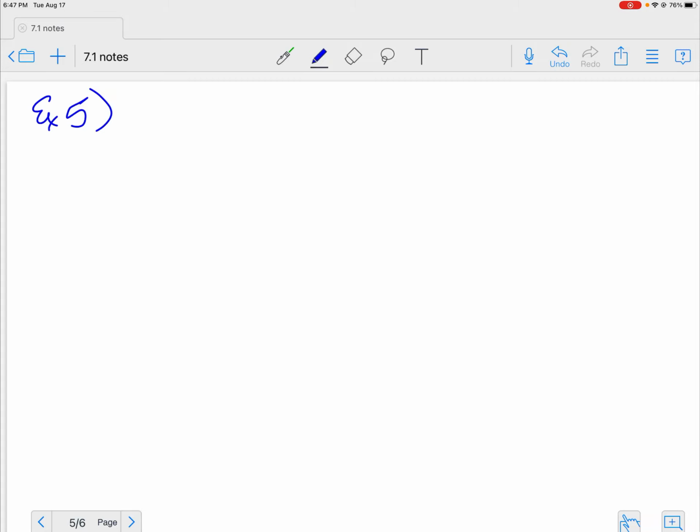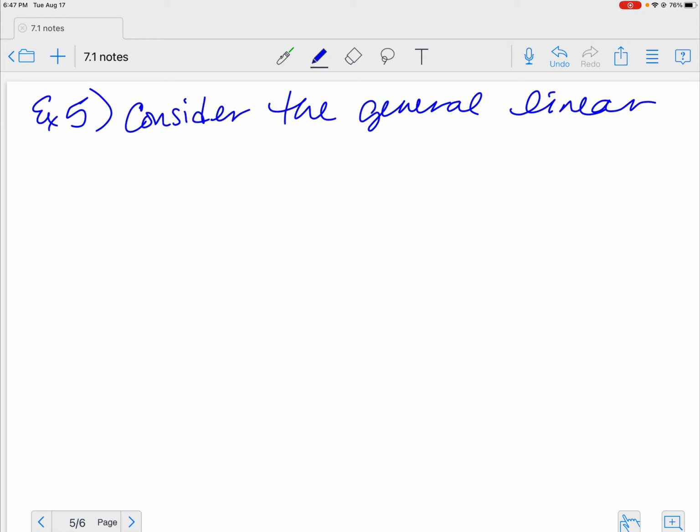All right, now let's start working our way towards a little bit more calculus here. Okay, so here's example 5. We want to consider the general linear function, because we're going to start off with linear because it's so much easier to look at, and then we can build from that.